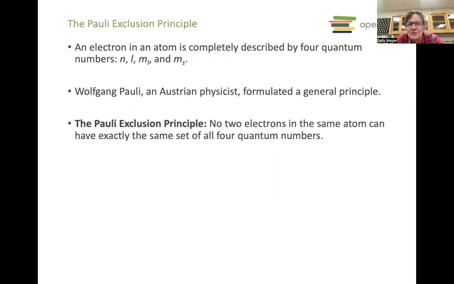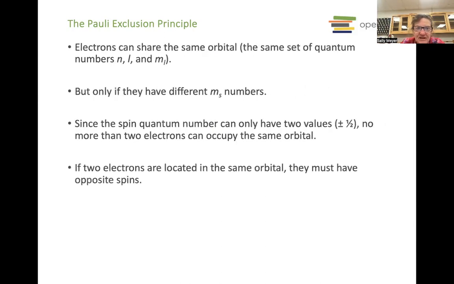So that spin quantum number leads to Pauli's exclusion principle, which says an electron in an atom is completely described by 4 quantum numbers, n, L, m sub L, and m sub s. And Pauli formulated a general principle, the Pauli exclusion principle. No 2 electrons in the same atom can have exactly the same set of all 4 quantum numbers. It's as if you're saying each ledge, so each state that an electron can be in, only has room for 2 electrons. And those two electrons have to have opposite spin in order for them to sit on that same ledge.